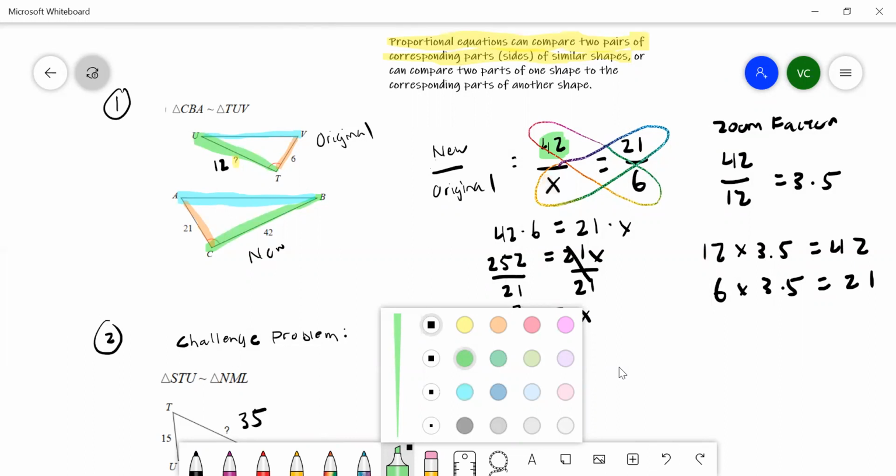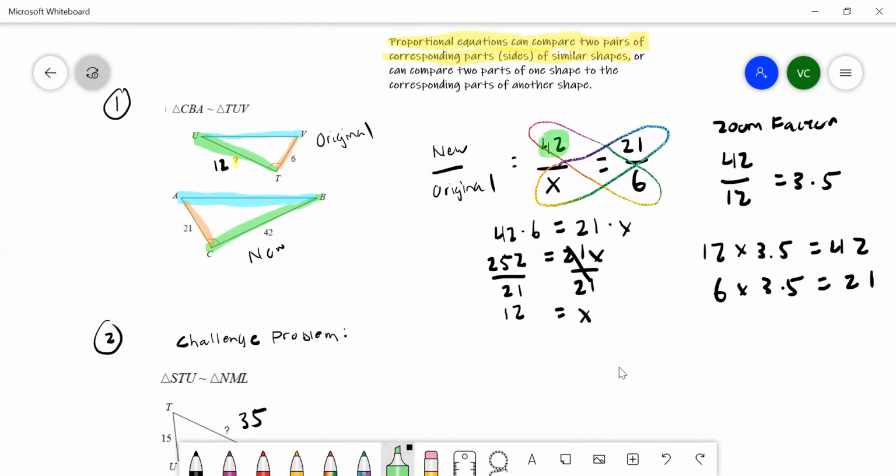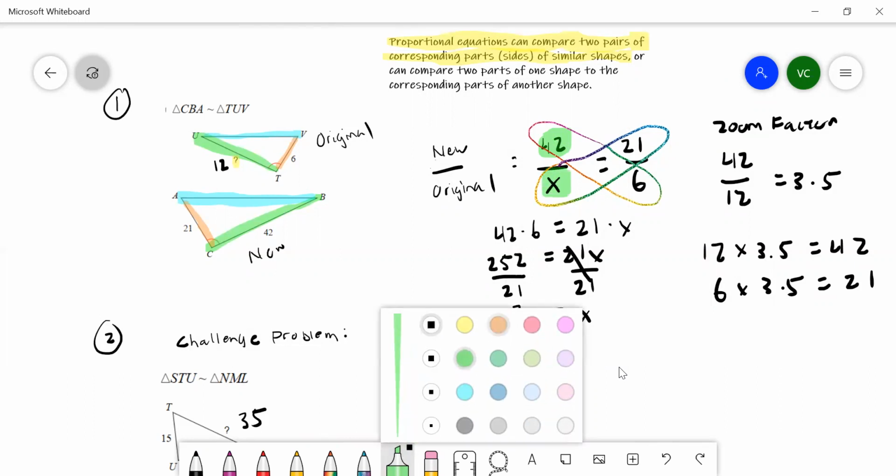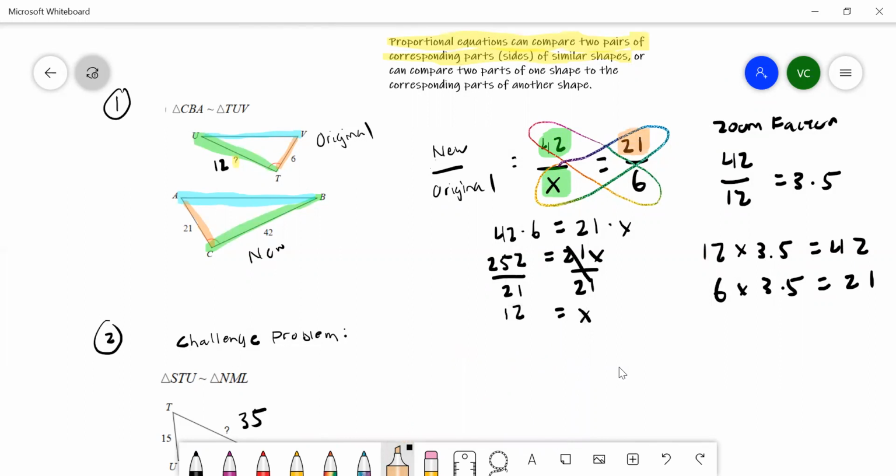Oh, sorry. So that's not what we did. On this one, it's the first method, right? First method. So what we did was we did the new green over the original green. And then we did the new orange over the original orange, okay? So that was the first method.